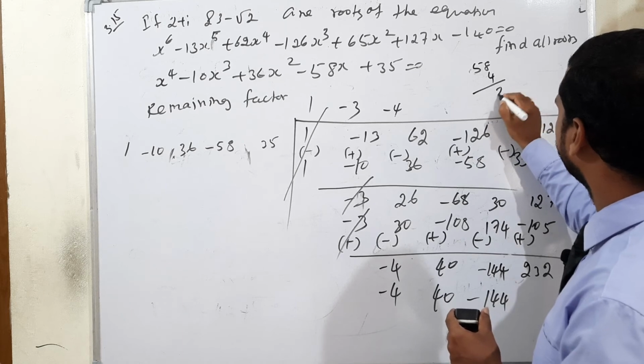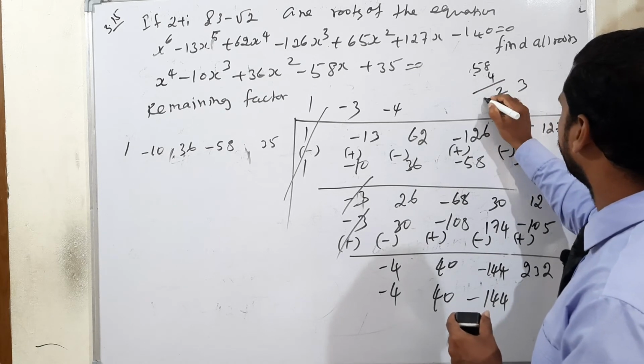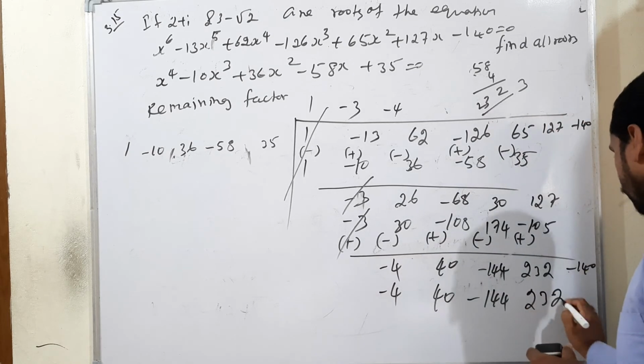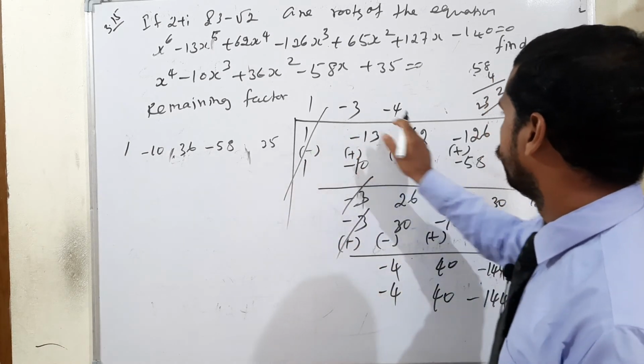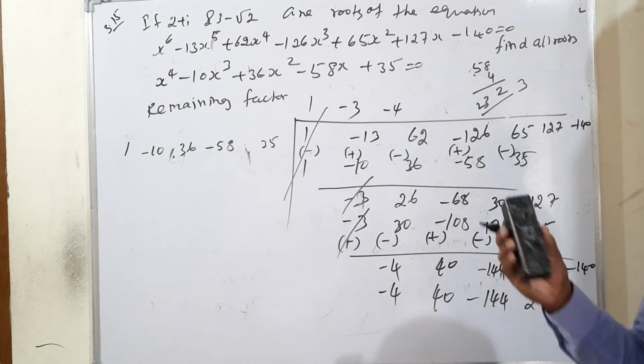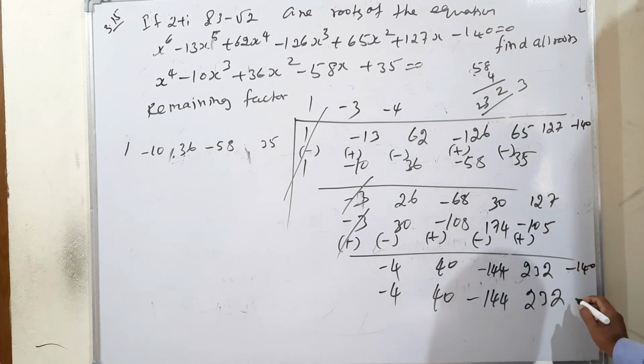8 fours are 32, true, 3. 5 fours are 20, 20 plus 3 is equal to 23. So 230, true. The last condition also, 35 into 4, 5 fours are 20, 3 fours are 12, 120 plus 20 means definitely 140 will come, but with a negative sign, negative 140.